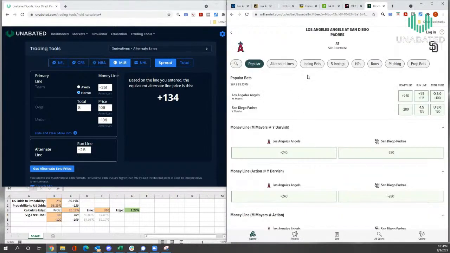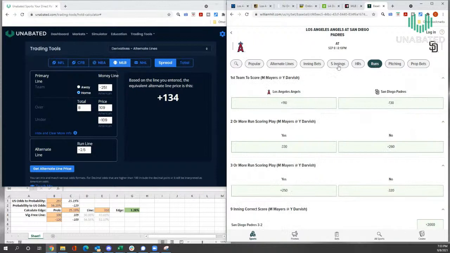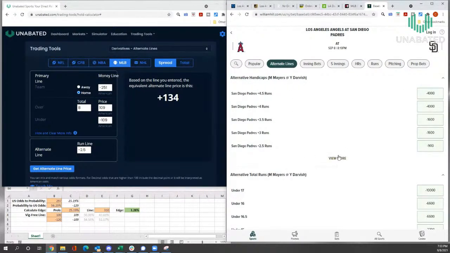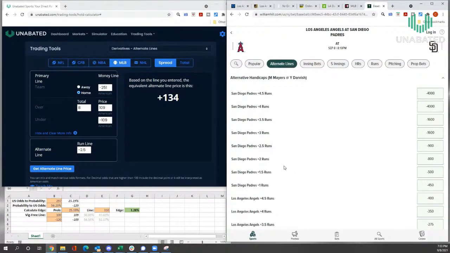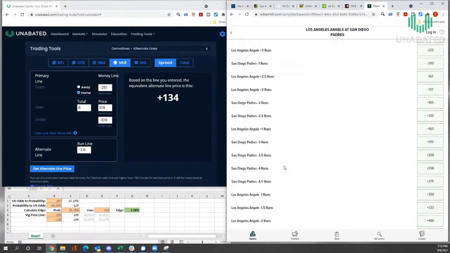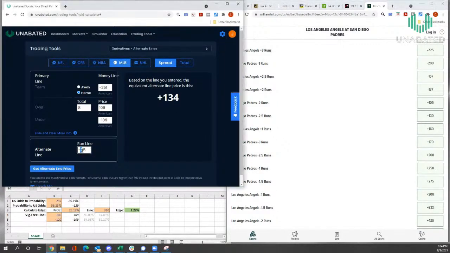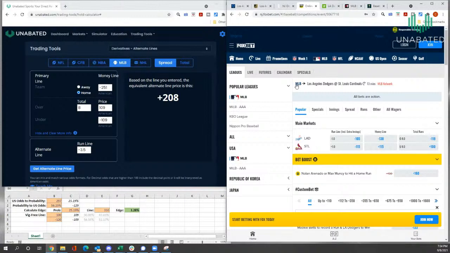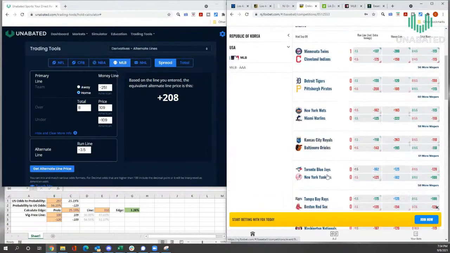We'll stick here at Caesars and alternate lines. So Padres minus 2.5 is plus 130. We say plus 134 is the VIG-free price, so that they're okay on that. Let's just bump up the scale here a little bit. 3.5. They say plus 200. We say plus 208, so they're in line. Let's go over here to Fox Bet.